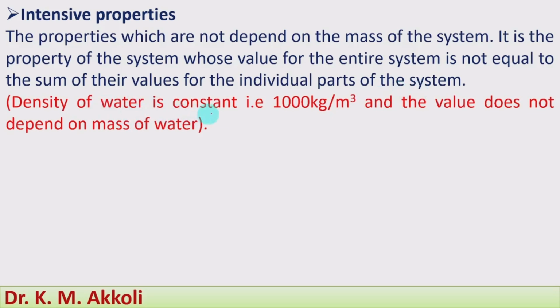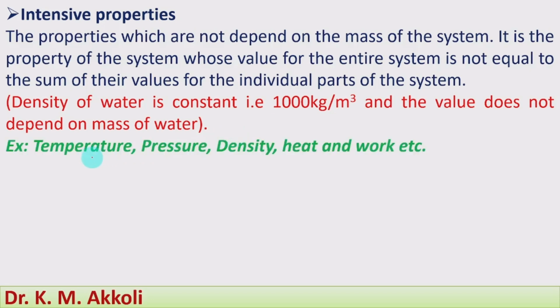For example, the density of water is constant, 1000 kg per meter cube, and the value does not depend on the mass. For 1 liter volume the density remains the same, and for 10 liters it also remains the same. For 1 kg the density is the same and for 10 kg also the same. The other intensive properties are temperature, pressure, density, heat and work. These do not depend on the mass.